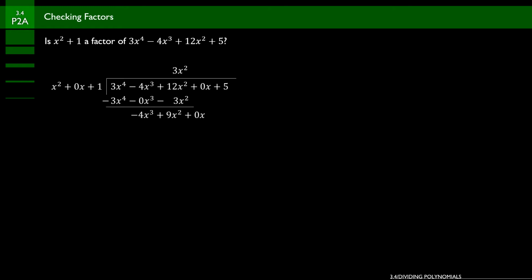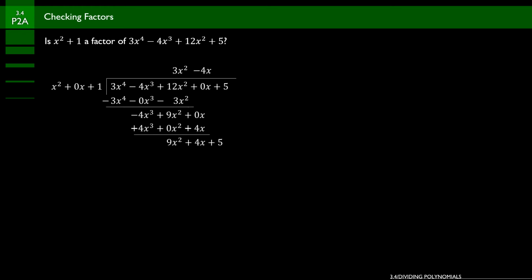Then we have to figure out, how do we make x squared into negative 4x cubed? The way that we do that is to multiply x squared by negative 4x. So then distribute negative 4x all the way through the divisor, and you're going to have negative 4x cubed minus 0x squared minus 4x. Change all of the signs, so then you'll have 4x cubed plus 0x squared plus 4x. Again, we've done this correctly, so our first terms cancel, and we're left with 9x squared plus 4x, and bring down the 5.